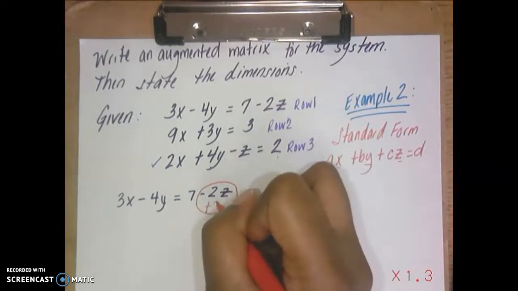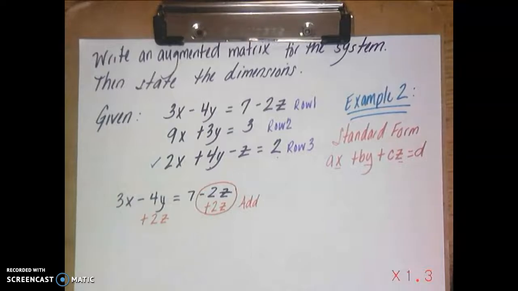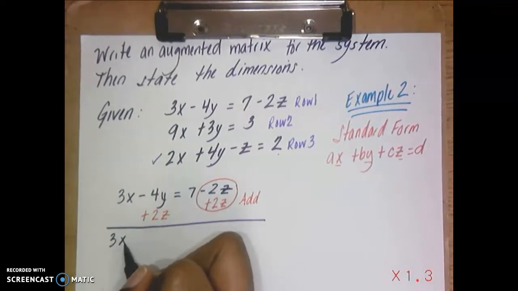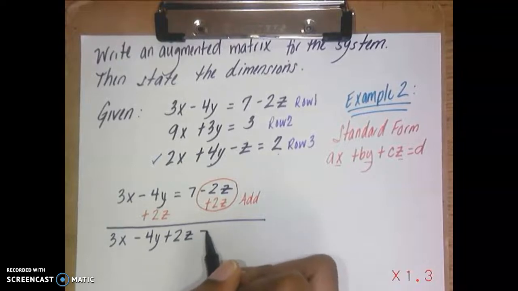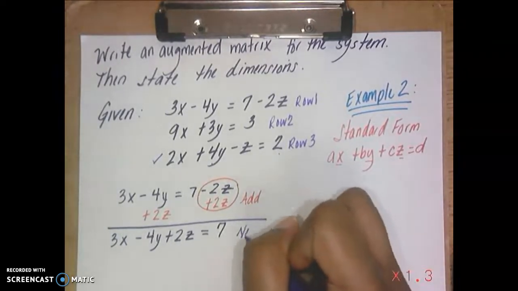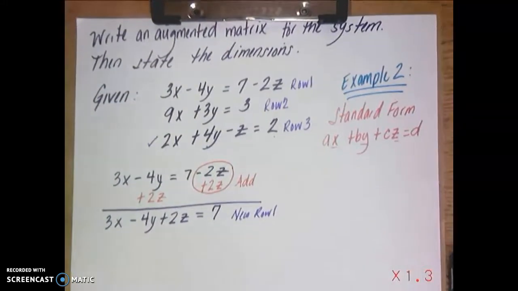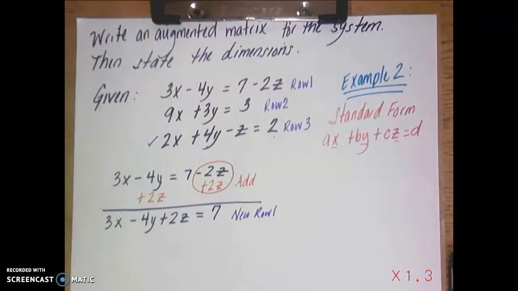2z on both sides. Now 2z does not have any like terms on the left hand side, and so for that reason we're just going to write everything down. So we have 3x minus 4y plus 2z equals 7. Now this is going to be my new row 1. Then the other thing is row 2 has an issue too because we have x, we have y, but we don't have z, and it equals 3.